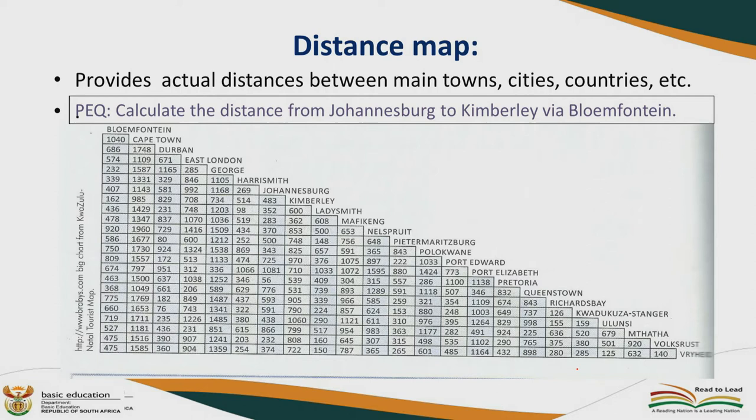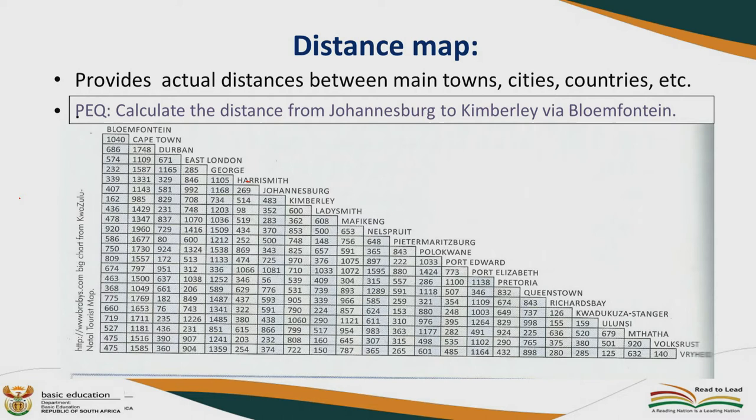How does this table work? It means here, if you are traveling from Bloemfontein to Cape Town, Bloemfontein and Cape Town, they meet here. So it means your distance in kilometers from Bloem to Cape Town, it is 1,040 kilometers. And if you want the distance, let's say from George to Bloemfontein, use your ruler. Yes, the usage of ruler is very, very important. You want the distance from George to Bloemfontein, it is 232 kilometers.